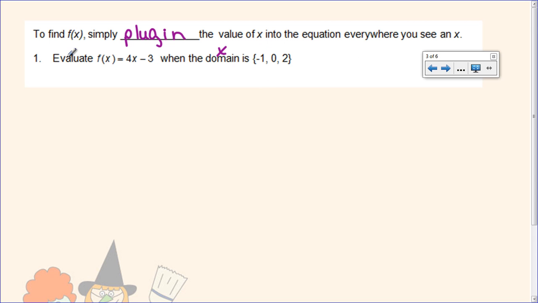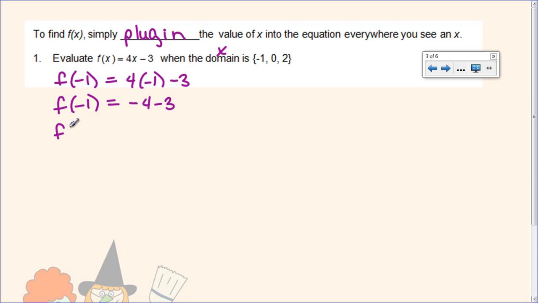So I'm basically going to do this problem 3 times, and the first time I want to do it when x is -1. So everywhere I see an x, I'm going to replace it with a -1. So to find f of -1, I replace the x with -1, and then I'm just going to do the math. Well, f of -1 will remain f of -1 because that's what we're finding. We're trying to find out the function value at -1. Then we'll just calculate this. Well, 4 times -1 is -4, and -4 minus 3 is -7. And so the function value at -1 is -7.